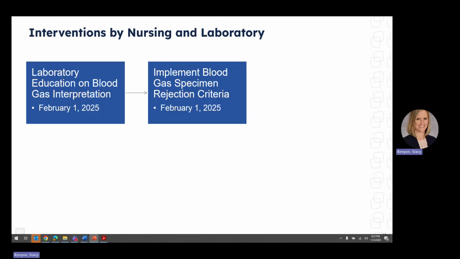As part of the project, there were both lab and nursing specific interventions. From the lab side, in February, education on blood gas interpretation was provided, and this required all the techs to review slides and actually work through different blood gas interpretation problems. Additionally, at the same time, blood gas specimen rejection criteria were also proceduralized and implemented.